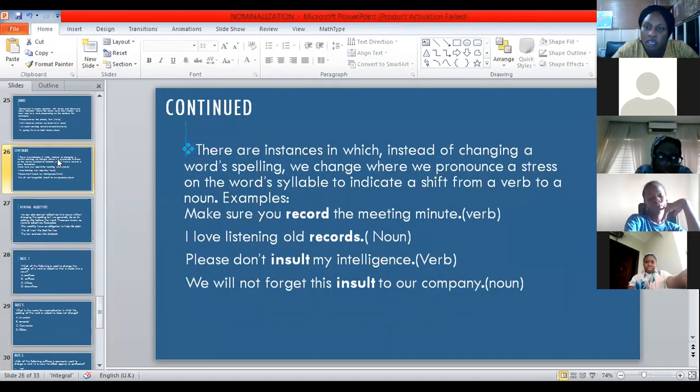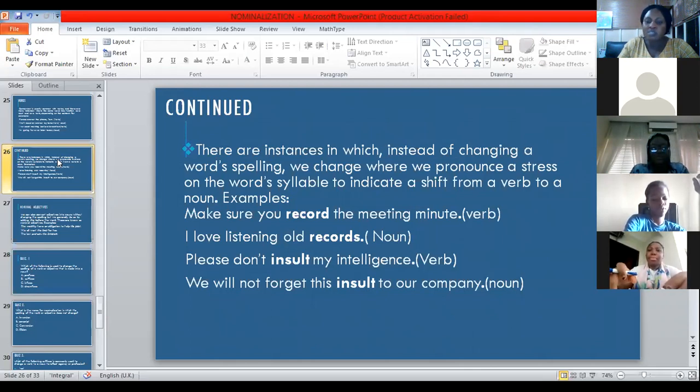Let's continue, please. There are instances in which, instead of changing a word's spelling, we change where we place the stress on the syllable to indicate a shift from a verb to a noun. What do we mean by this? This is very common. It is very easy to identify stress when it's just two-syllable words, generally with nouns and verbs. A noun is stressed where? On the first syllable, while a verb is stressed on the second.